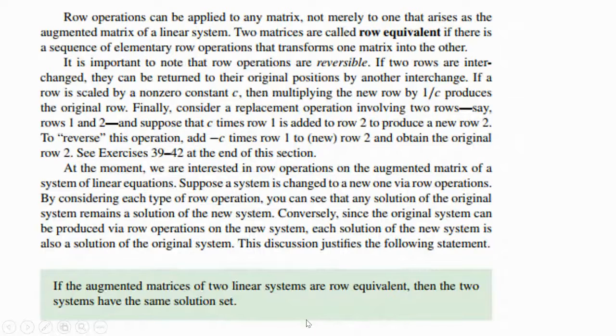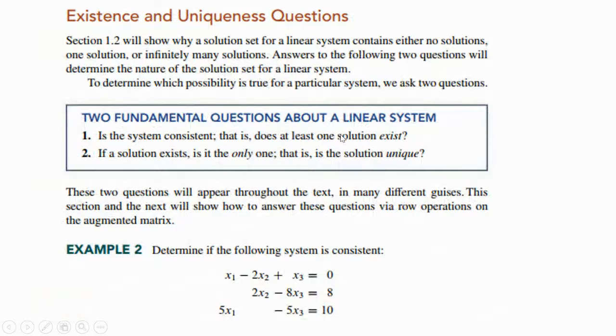The big thing here is the theorem at the bottom of the page. So what we're doing at the moment is we're interested in row operations on the augmented matrix of a system of linear equations. And what happens is, if the augmented matrices of two linear systems are row equivalent, which means that you get from one to the other by doing a sequence of elementary row operations, then they have the same solution set, and we talked about that. Okay, so now we're going to move on and talk about existence and uniqueness questions.